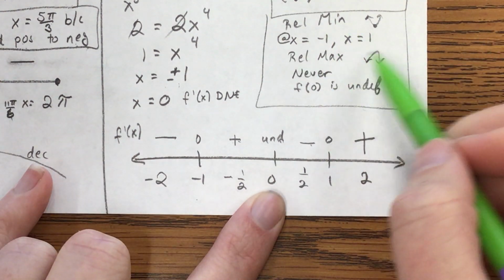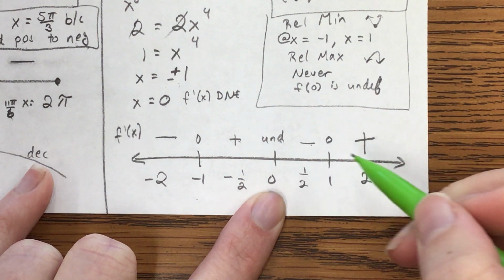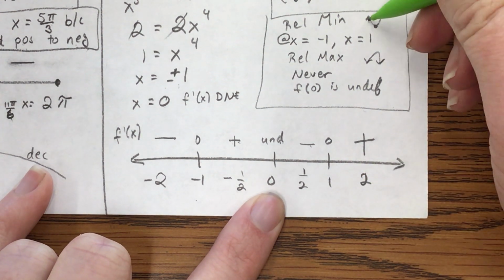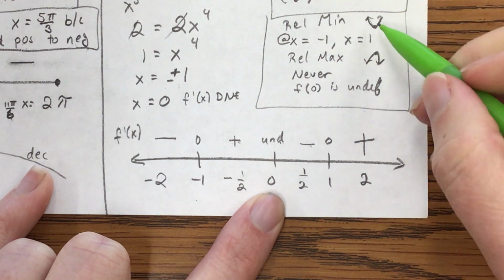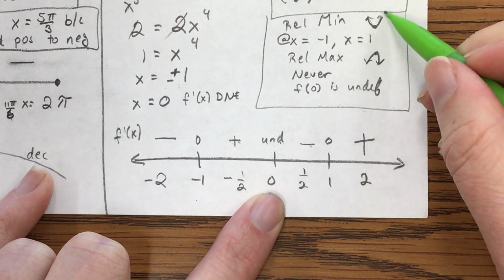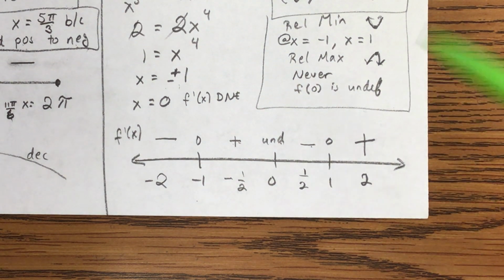Every single time that I try and do the relative mins and maxes based off of one of these charts, I always draw out a little minimum and a little maximum to remind myself whether it's changing from negative to positive or positive to negative. So do not feel bad if you have to draw those out just to get yourself that reminder.